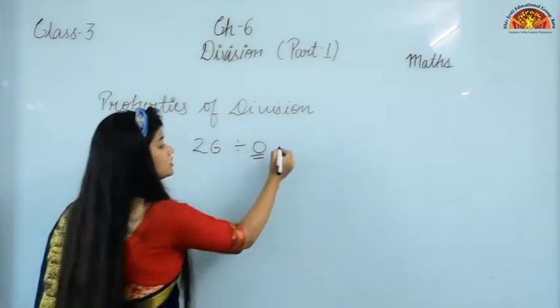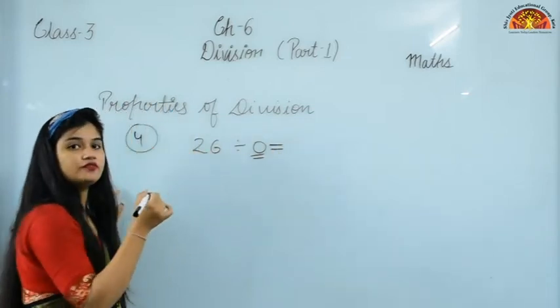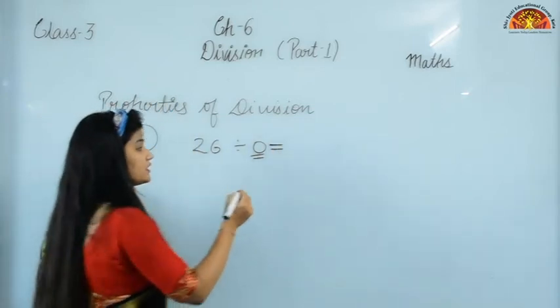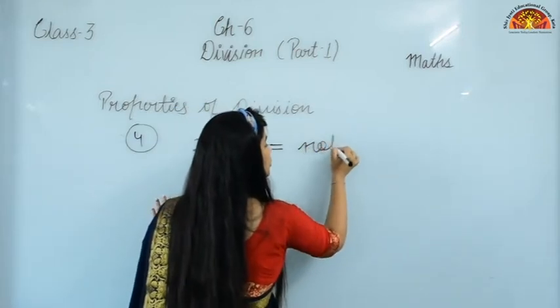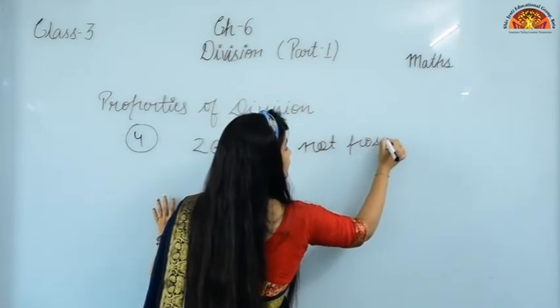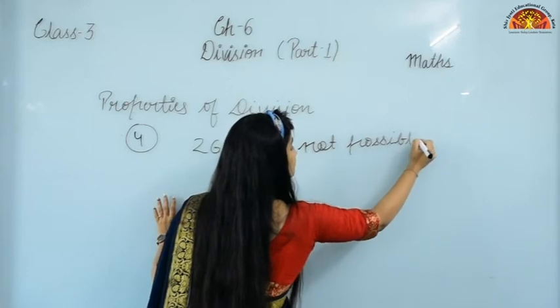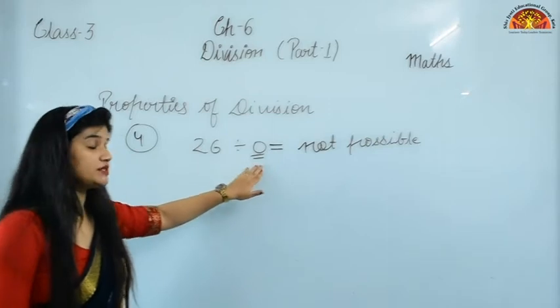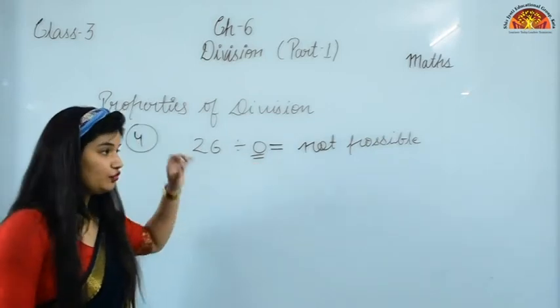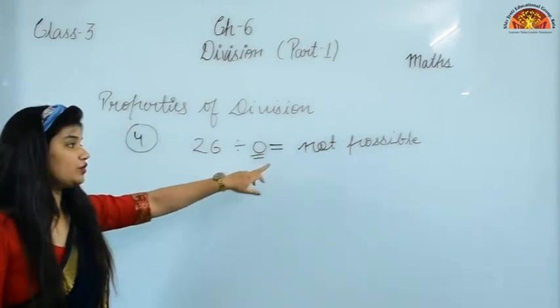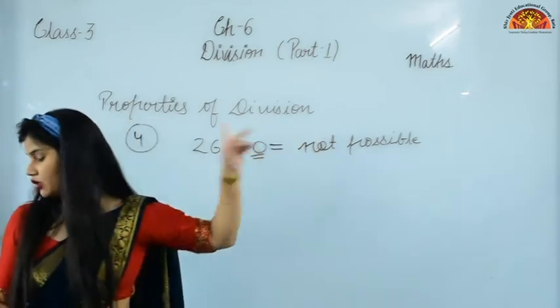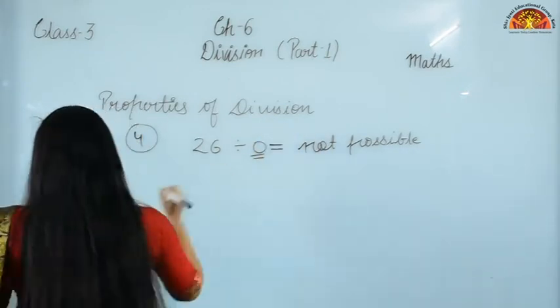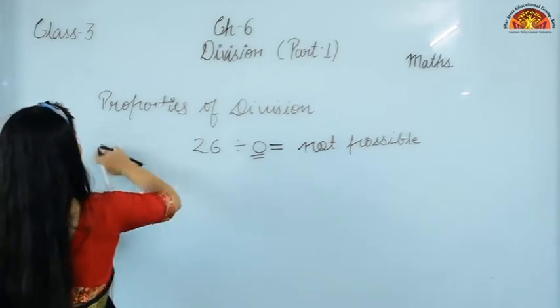Is it clear? So in this situation the answer will be not possible. What is the answer? The answer is not possible, because we cannot divide any number by 0. If you are dividing any number by 0, your answer will be not possible, not defined. Is it clear, students? So now we are taking some questions based on the properties.